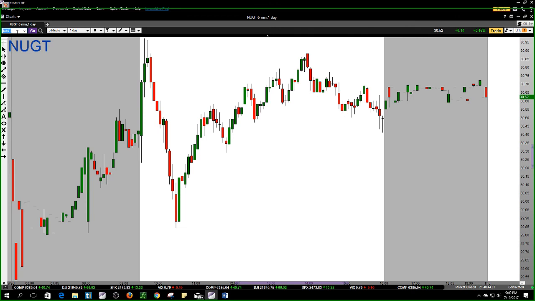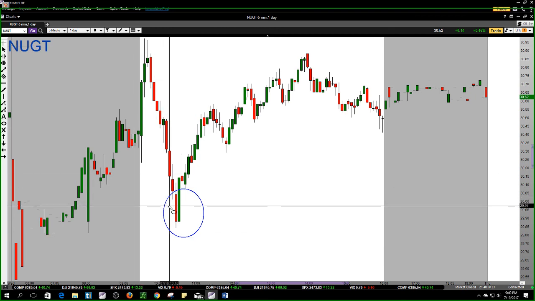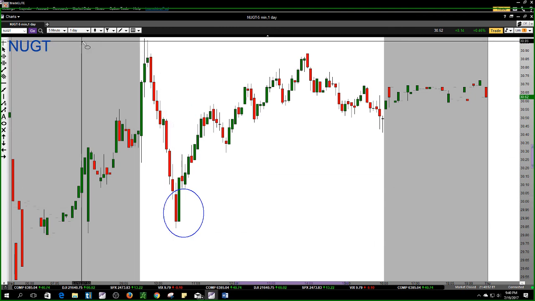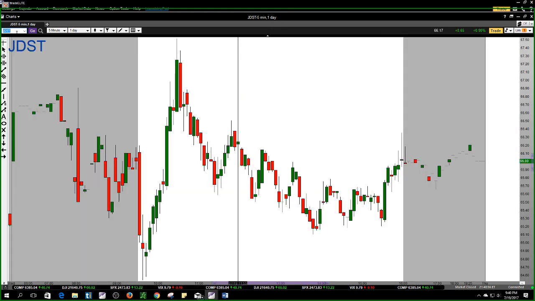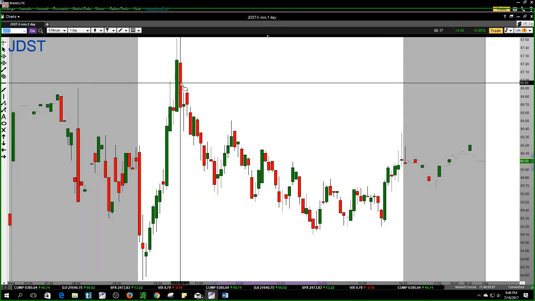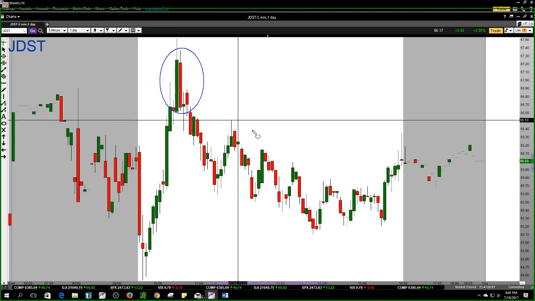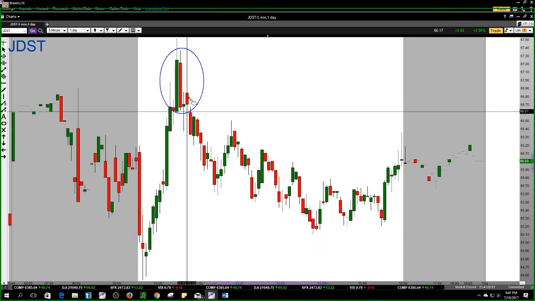Miners usually give a really nice 10:30 reversal time, and this candle here is exactly at 10:30. And look at the reversal here on this trade. Since I'm on Nugget, I might as well bring up JDST, which would have given you an exact time trade reversal also for a short position, being that the chart was aggressively going to the upside.